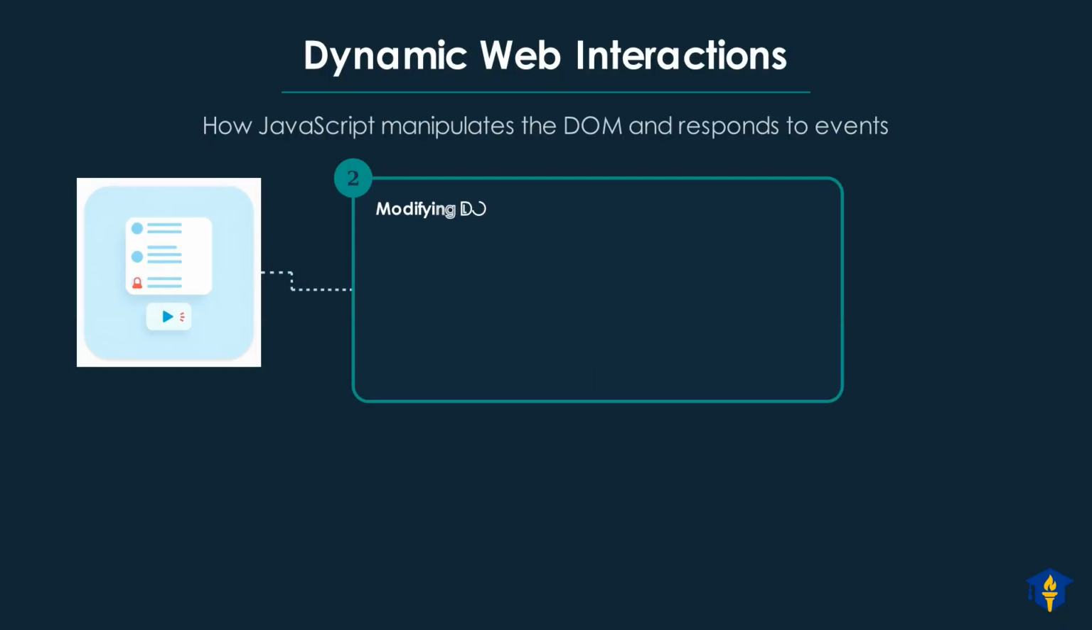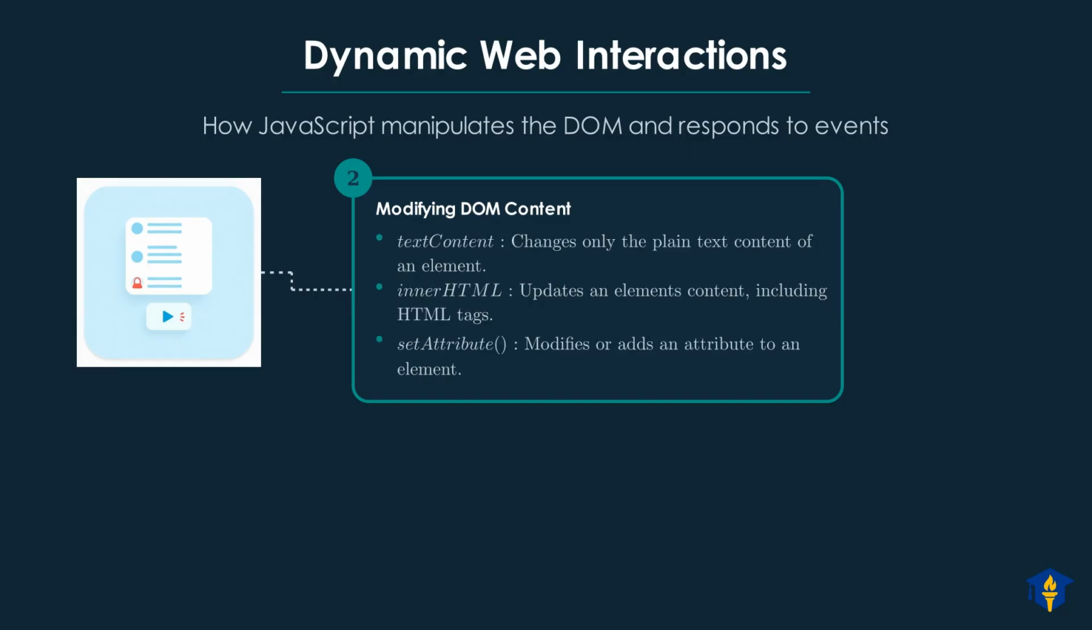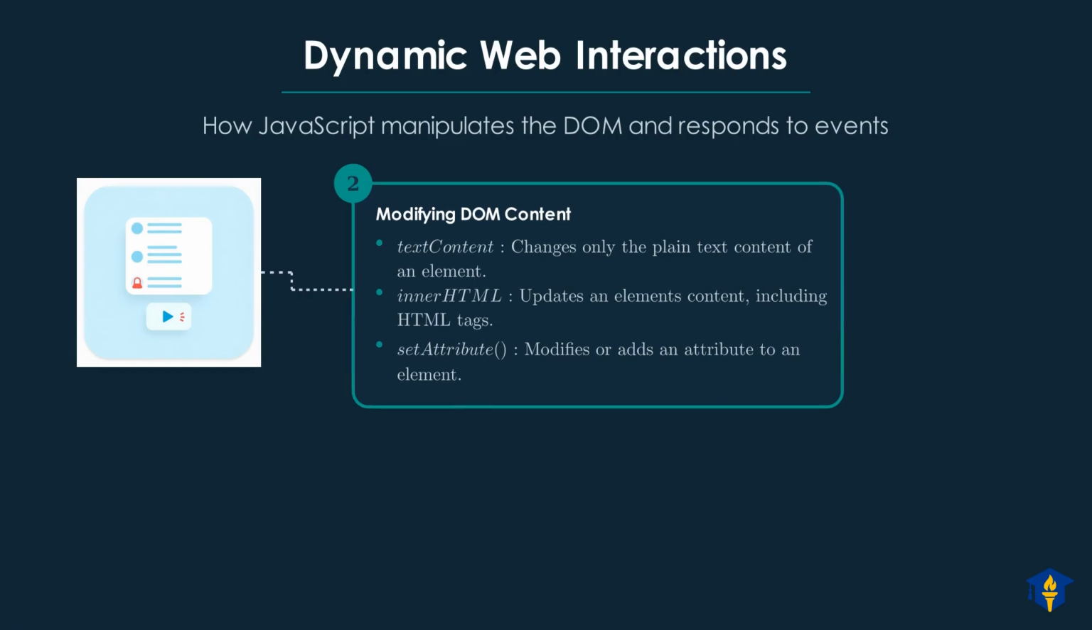Now, let's move on to how we can dynamically modify the content of these selected DOM elements. textContent allows you to change just the plain text within an element without affecting any HTML tags. innerHTML updates an element's entire content, including the ability to insert new HTML tags and structures. setAttribute is used to modify an existing attribute of an element or add a completely new one.